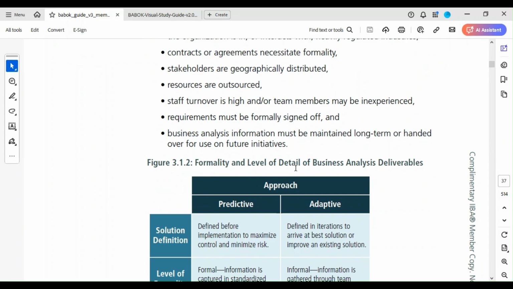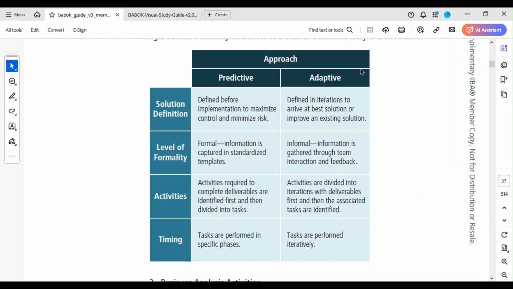So, formality and level of detail of business analysis deliverables, predictive and adaptive approaches. Solution definition: under predictive, defined before implementation to maximize control and minimize risk. This is just to help you remember the difference between predictive and adaptive. For adaptive, under solution definition, defined in iterations to arrive at the best solution or improve an existing solution. So usually in an adaptive approach, at the initial stage, the only thing we need is the initial idea. Then we walk through that.